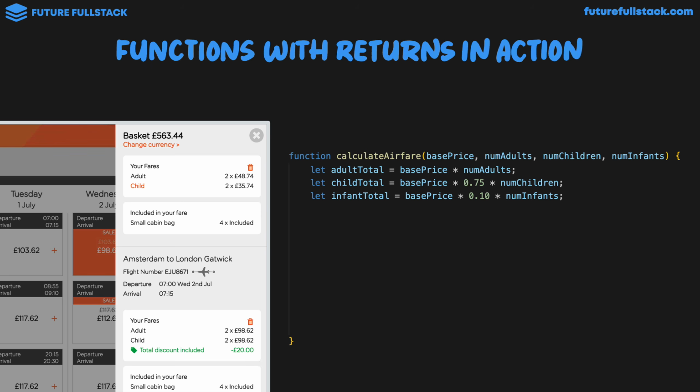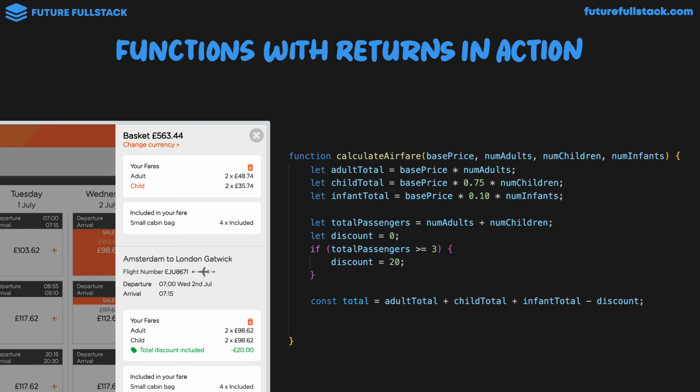We would then have some logic to apply any discount. So over here we have let total passengers equal the number of adults plus the number of children. We initially define the discount to be 0. However, if the total number of passengers is greater than or equal to 3, we update the value of discount to 20. We can then work out the total cost, which is the adult total plus the child total plus the infant total minus any discount. We then return the total value so that it can be used later on in our program.